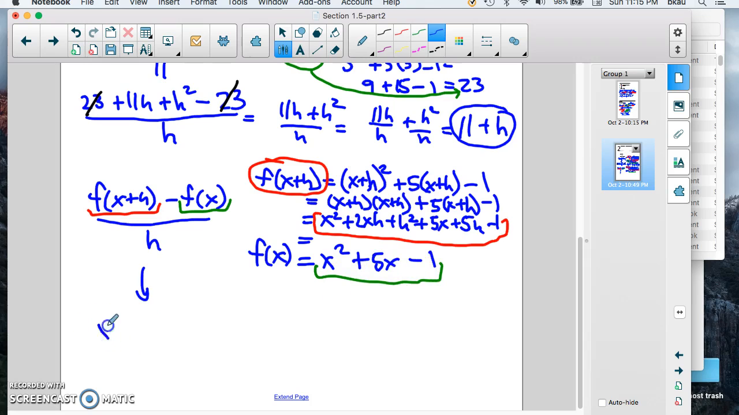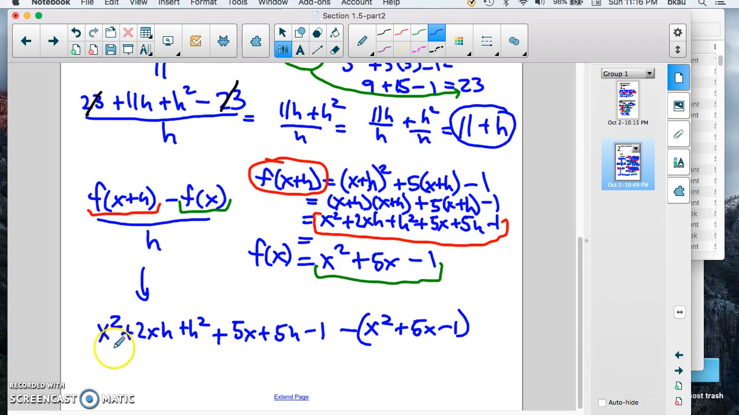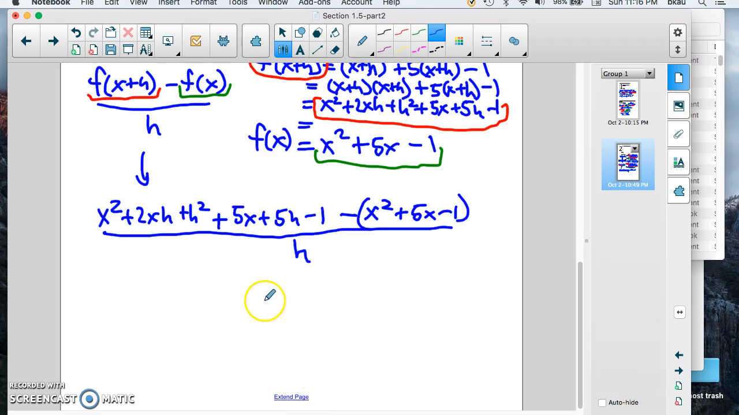So it's going to be x squared plus 2xh plus h squared plus 5x plus 5h minus 1, and then we're going to subtract all of this f of x. So that's x squared plus 5x minus 1. And that's all over h. So this is the difference quotient evaluated for this function that we're doing up here, this x squared plus 5x minus 1. And this is the general difference quotient formula for x.